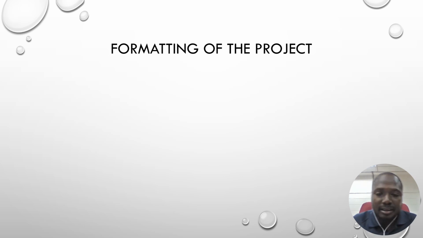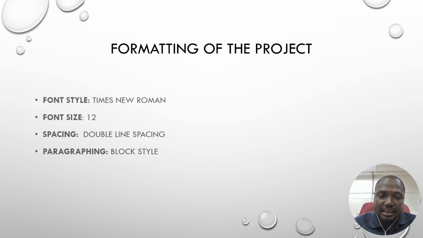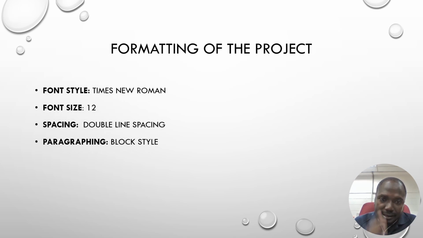When we say formatting, we mean what type of word you use in the formatting, the style that you use. So the font style should be Times New Roman. When you check in Microsoft Word, you see it written font style, Times New Roman. Then the font size supposed to be size 12. Then spacing is double line spacing.